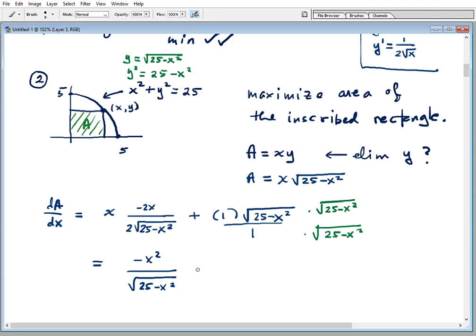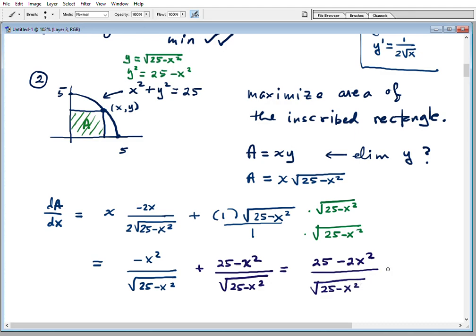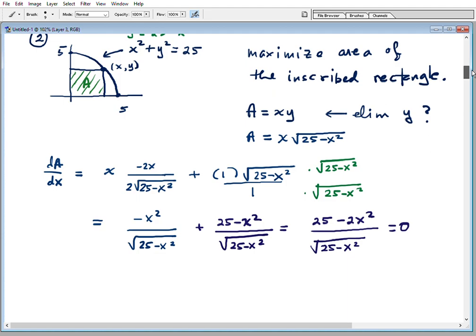So we'll do that. So we have plus 25 minus x squared, square root. And on the top here, the square root pops off. So we have 25 minus 2x squared when we add over that denominator. We're setting this equal to 0, so just set the numerator equal to 0 now. That's why we combined these two terms, so we could get a single fraction. And when we set it equal to 0, it simplifies to setting the numerator equal to 0. So that's what we were looking for. All right, and so now we have 25 minus 2x squared equals 0.